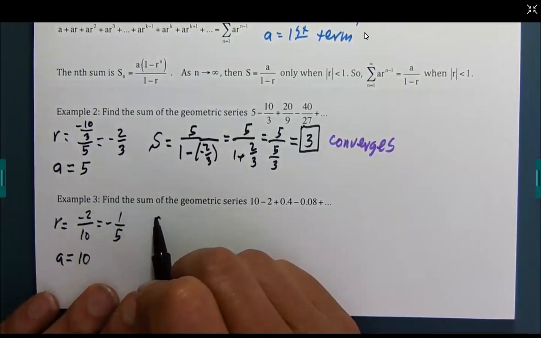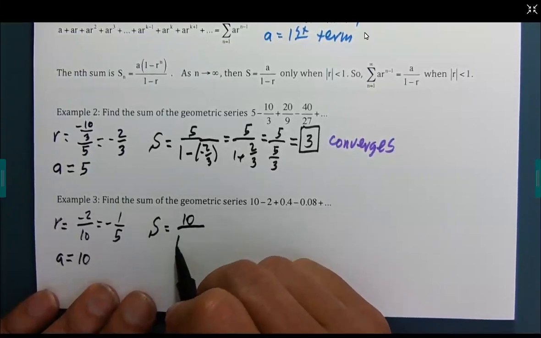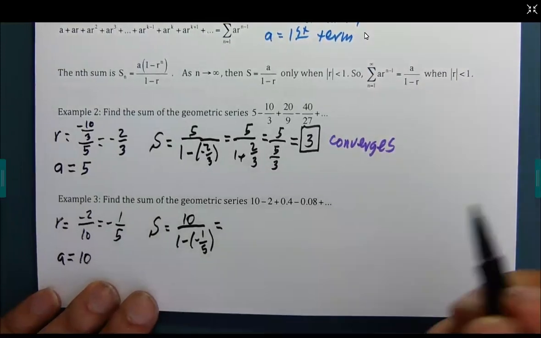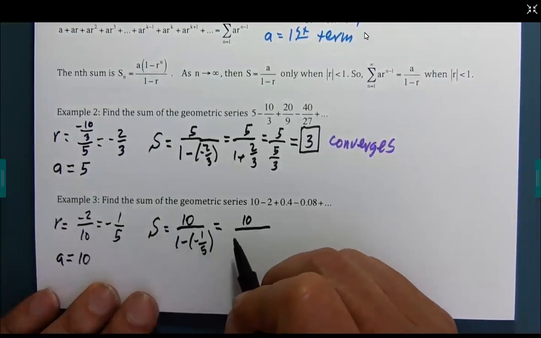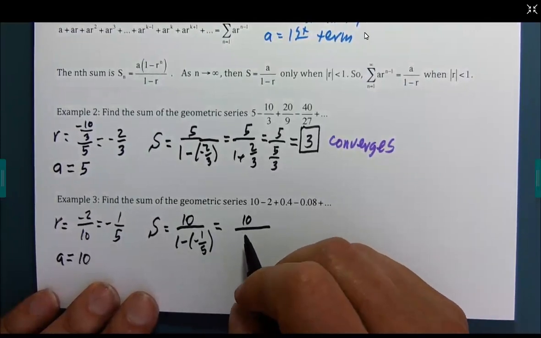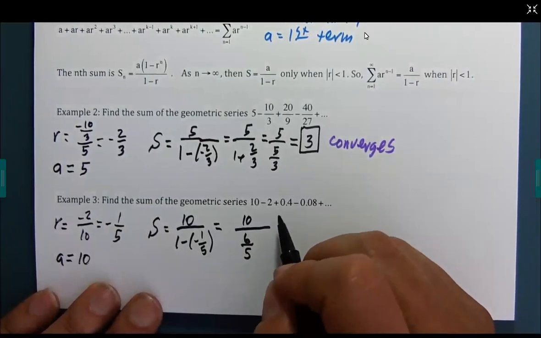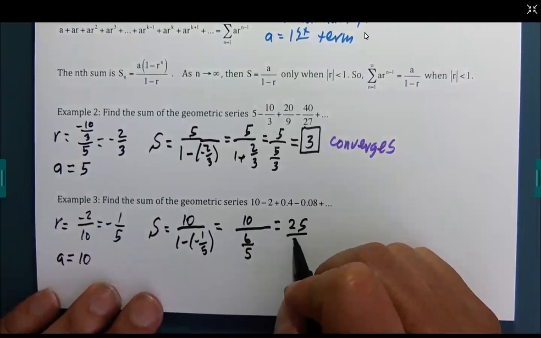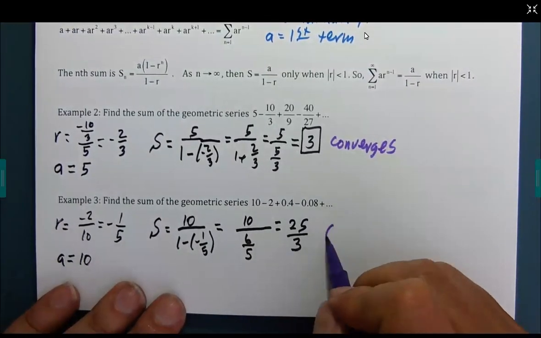So in this case, S is going to be a, which is 10, divided by 1 minus minus again, be careful. 10 over 1 plus 1/5, that's going to be 6/5, which is going to flip around and reduce to become 25/3, which once again is convergent.